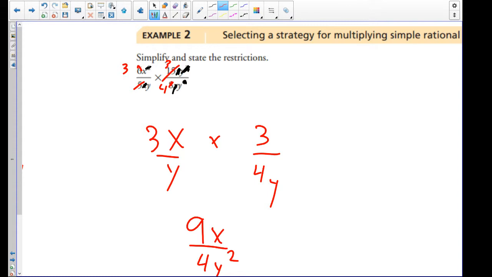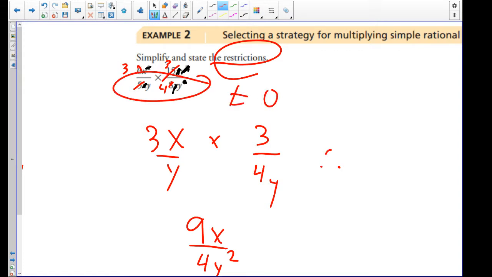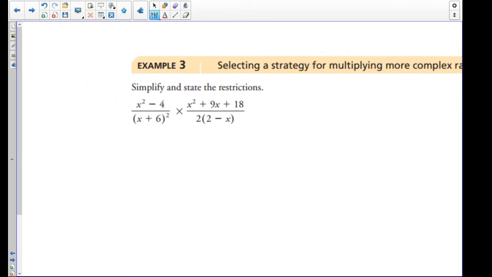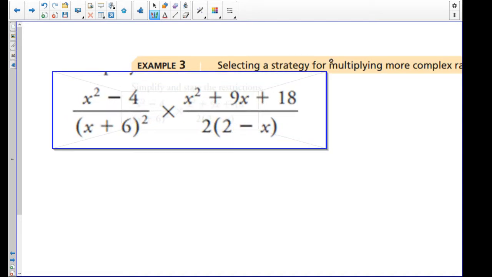So restrictions, it says state any restrictions. So again, we can't let the bottom go to 0. Therefore, x cannot equal 0 and y cannot equal 0. Okay, go ahead and try example 3. I'll make it bigger here in a quick sec. This one's a little bit more involved, but still not impossible.